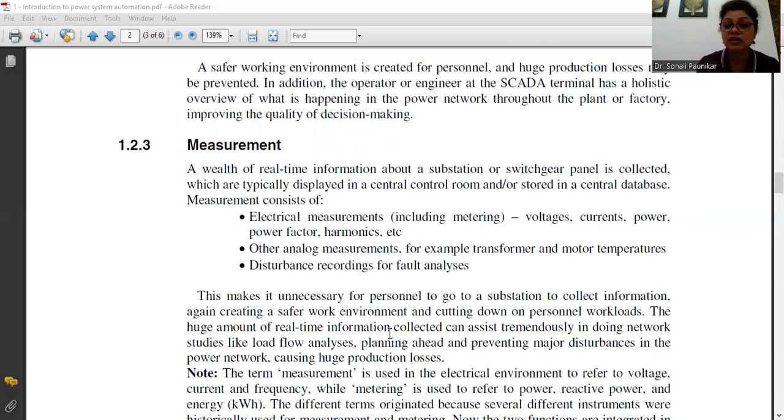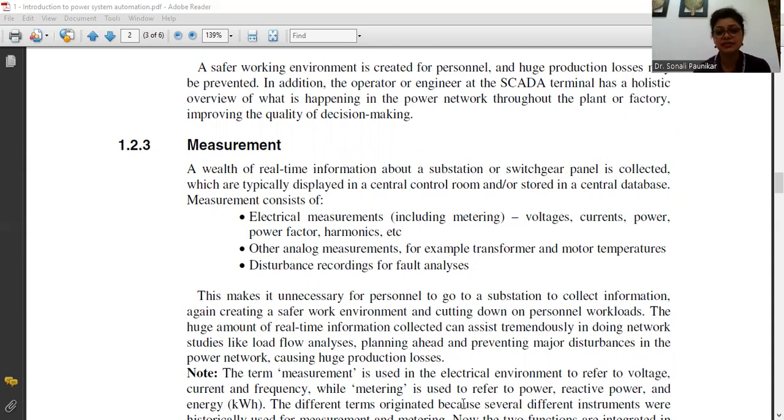that we can measure by using the analog meters also. And then the third one is the disturbance recording for the fault analysis. For disturbance recording, there are again some elements or meters placed for measuring the fault analysis, and that is measured by using the disturbance recording.